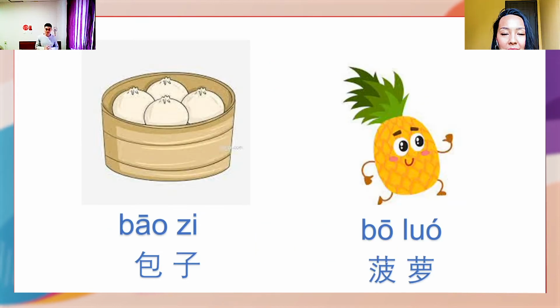Let's take some examples. Look at the first picture. Do you know this Chinese food? 包子. Yes, excellent. This food is a Chinese traditional food. We all really like it. The pronunciation of the first character is 包. 包子. So let's take the second example.